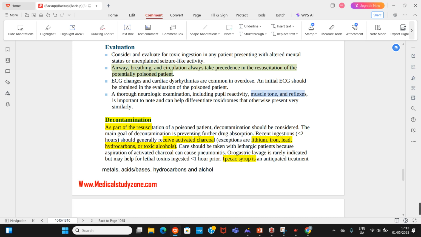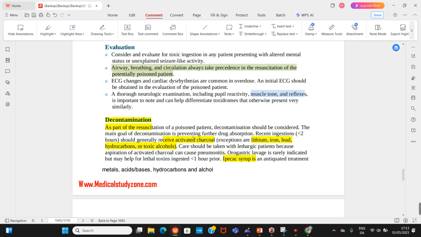But there are some exceptions. You don't give activated charcoal to someone who has poisoning from any metal: lithium, iron, lead, forget about it. Acid and alkali, don't waste your time with activated charcoal. It's not good. Alcohols too, you don't take it. So just remember: metals, alcohol, alkali, bases and acids. Don't give activated charcoal.